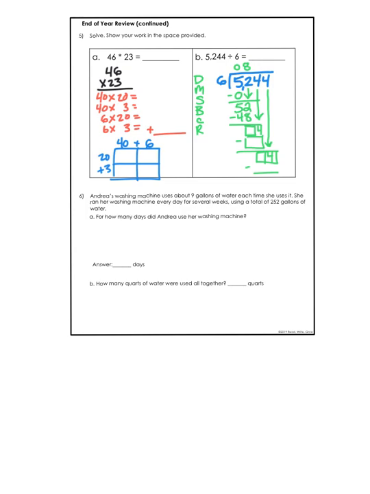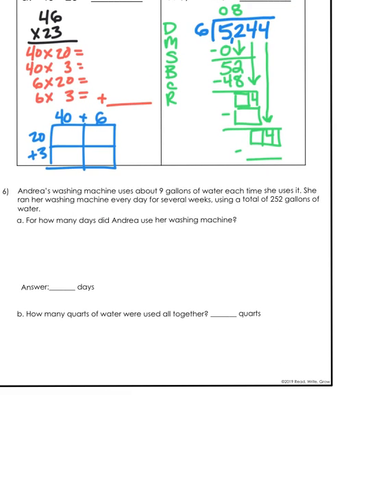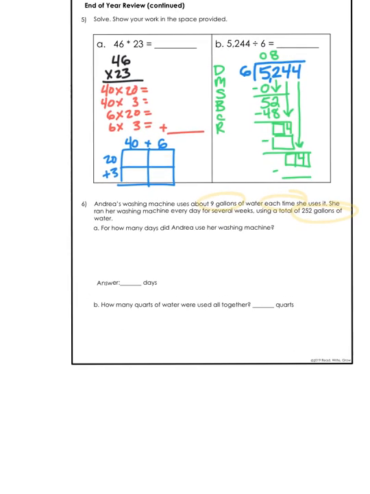Okay, now, number 6. Andrea's washing machine uses about 9 gallons of water each time she uses it. She ran the washing machine every day for several weeks, using a total of 252 gallons of water. So, let's circle some important information. 9 gallons each time, 252 gallons total. For how many days did Andrea use her washing machine?